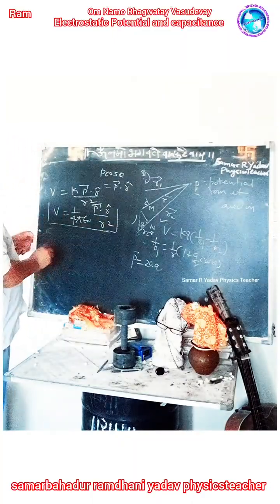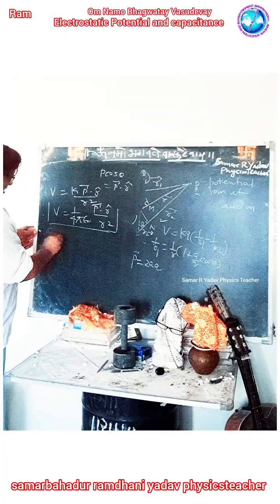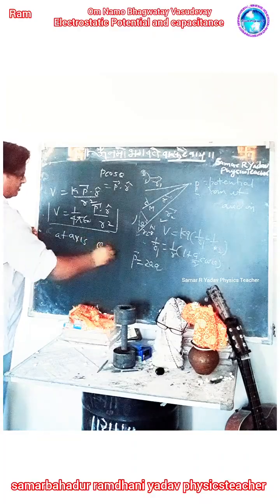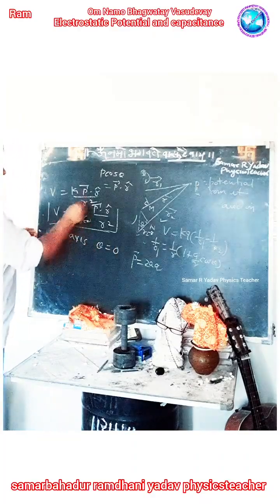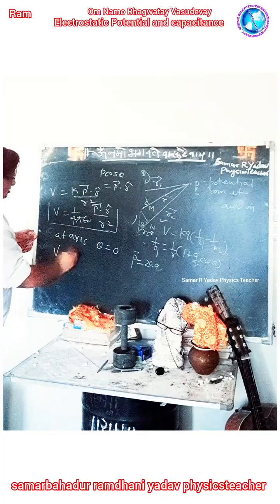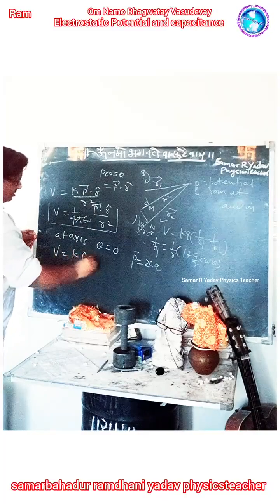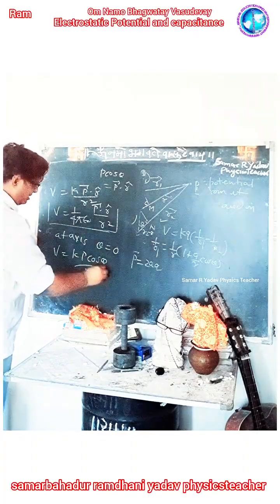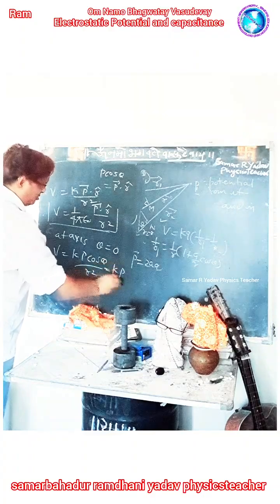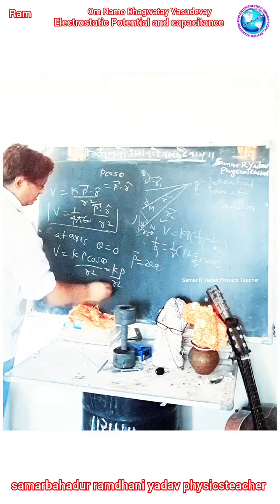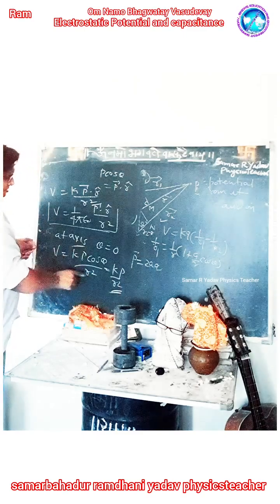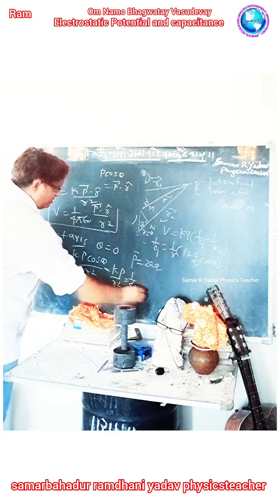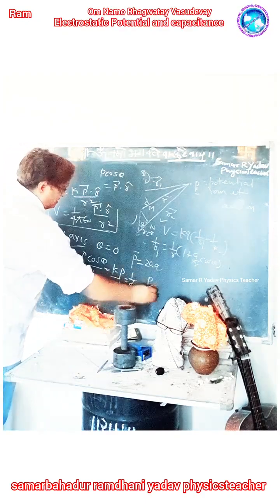Now we look at the potential on the axis. On the axis, theta is equal to 0, so we can use this formula again. V is equal to K P cos theta upon R square. Now instead of cos theta we put cos 0, which means 1, so on the axis V is equal to K P upon R square, or 1 upon 4 pi epsilon 0 P upon R square.